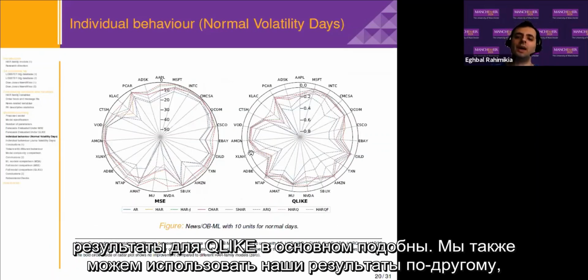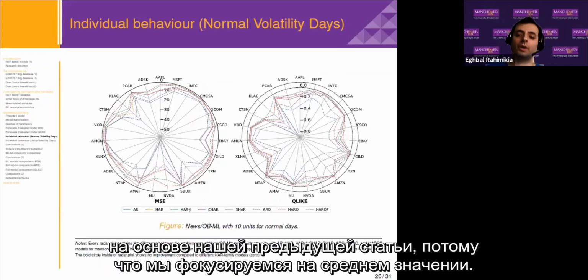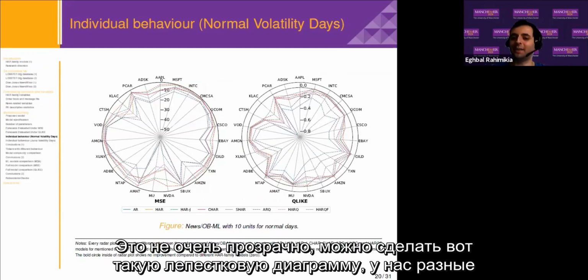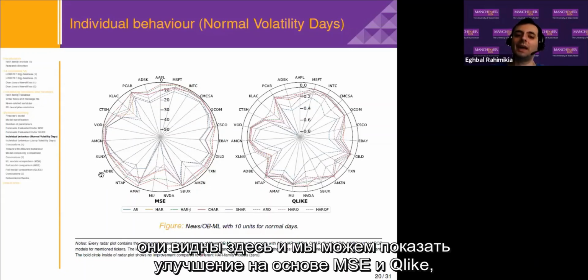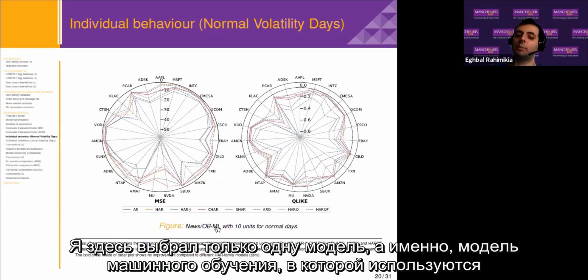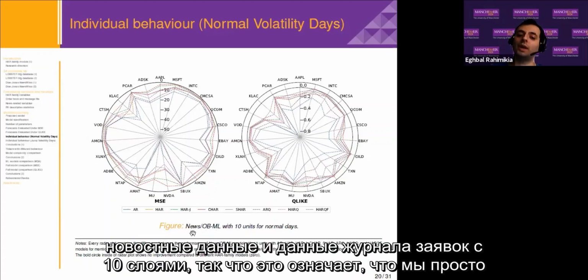The other way we can show our results, based on our previous paper, because we are just focusing on averages and it's not very transparent, is a radar chart like this one. We have different tickers here, and we can show the improvement based on mean square error and Q-like. I chose just one model here, the machine learning model using the news data and order book data with 10 units.